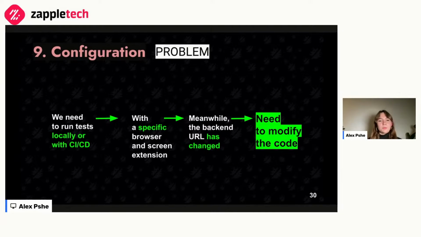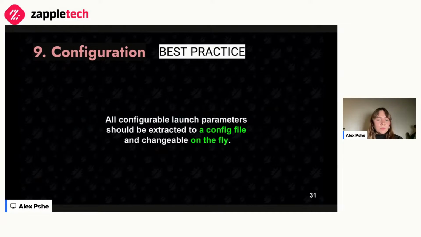And it's a problem, because it's also not a scalable solution. So what can we do here? The best practice is that all configurable launch parameters should be extracted to a separate config file, and it can be changeable on the fly. These are just basic things for any application, but tests are also a kind of framework, a project, an application. So we also should support this functionality here.